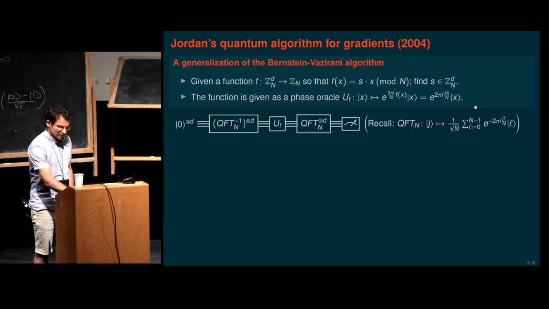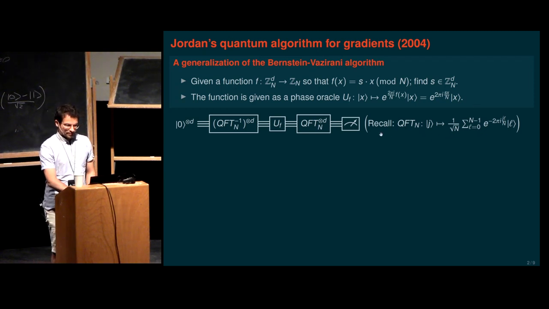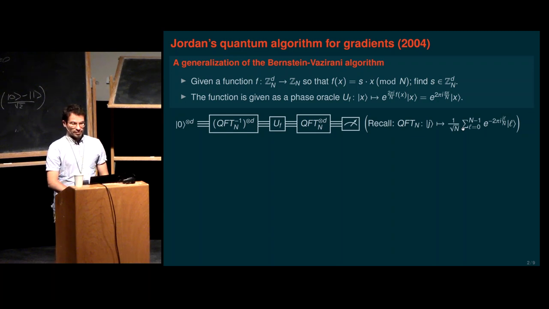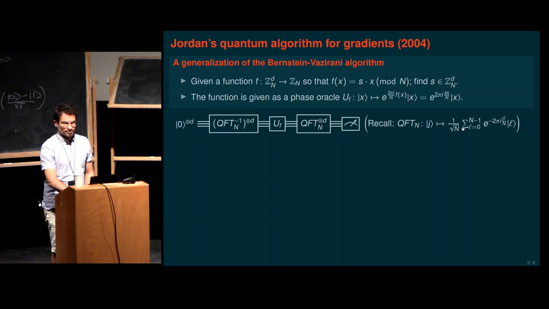So basically, the state that you get after applying this phase oracle is a product state, a product of such states. And when you apply on every coordinate the Fourier transform, then you learn all the coordinates individually. So this is a generalization of the Bernstein-Vazirani algorithm over not Z2, but over Zn. And the same thing works, because Fourier transform works that way.